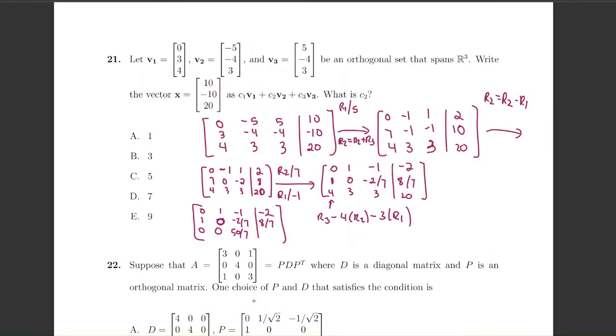Now we're looking at this entry here. So 20 minus 4 times 8 sevenths, minus 3 times negative 2. Oh gosh, okay. So that's 140 minus 32 plus 42 sevenths, which is just 150 over 7.